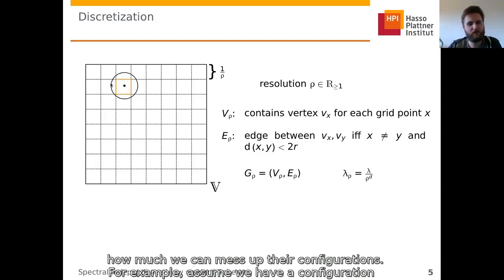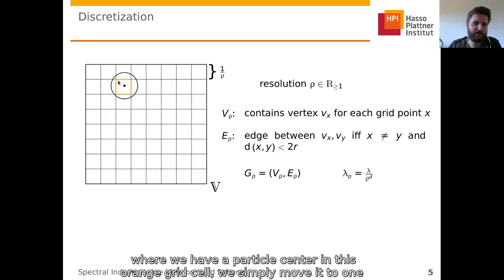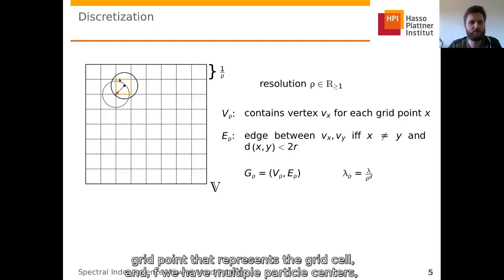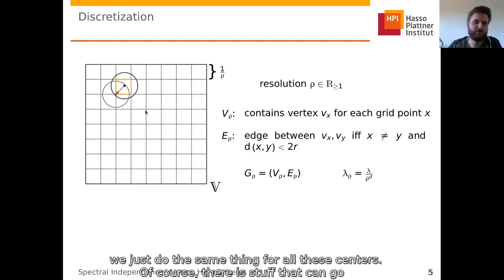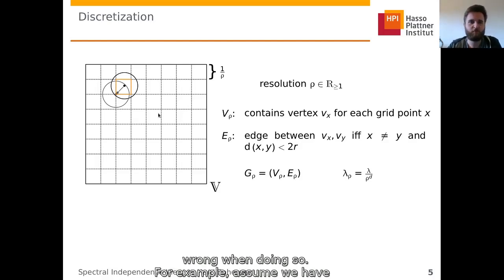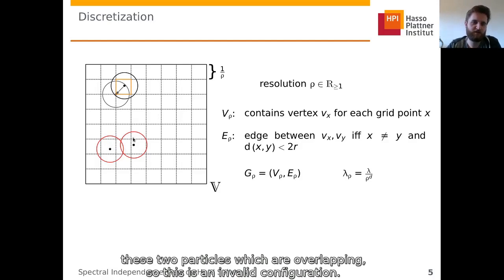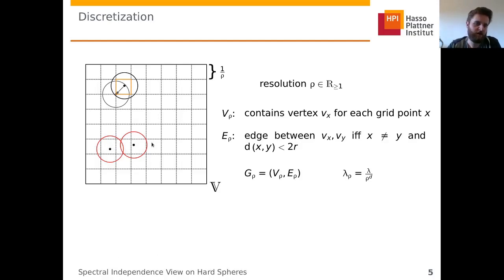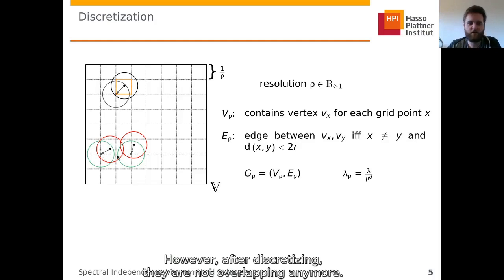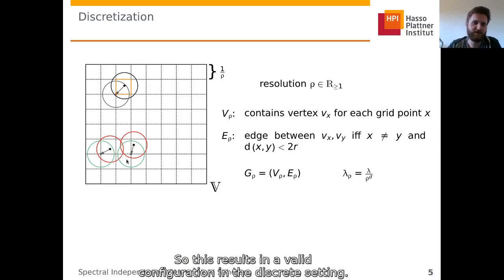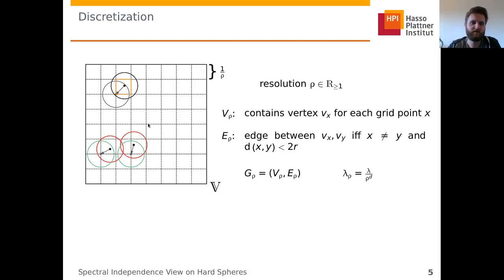So for example, assume we have a configuration where we have a particle center in this orange grid cell. We simply move it to one grid point that represents the grid cell. And if we have multiple particle centers, we just do the same thing for all these centers. And of course, there's stuff that can go wrong when doing so. So, for example, assume we have these two particles, which are overlapping, so this is an invalid configuration. However, after discretizing, they are not overlapping anymore, so this results in a valid configuration in a discrete setting.